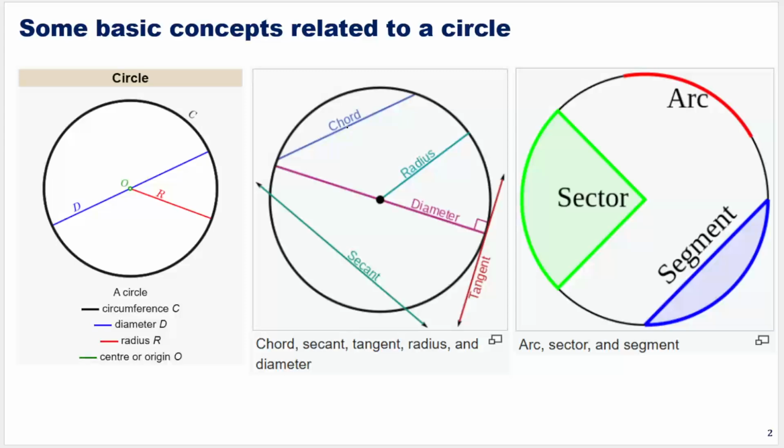And if you have a line that has two points of intersection with the circle, then that line is called a secant line. Otherwise, if you only have one point of intersection between that line and the circle, then that line is called a tangent line of that circle.